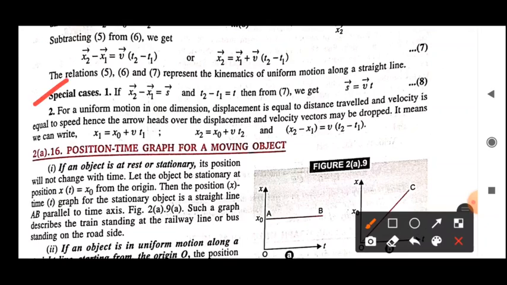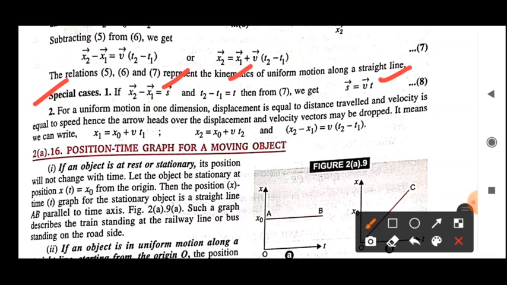So what is the special case? The first special case: if x1 minus x2 is equal to some s, and t1 minus t2 is equal to t, then we obtain s is equal to vt, and this is a very familiar formula. s by v is equal to time, or displacement is equal to velocity into time.